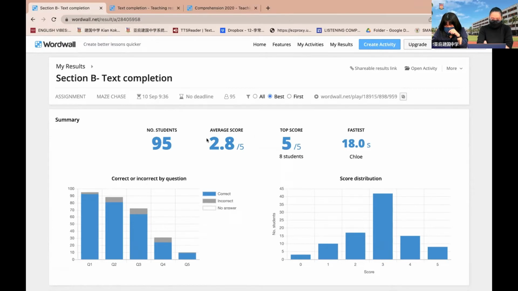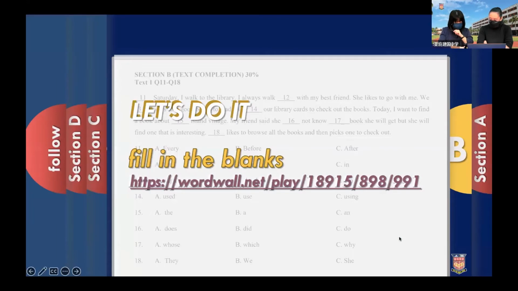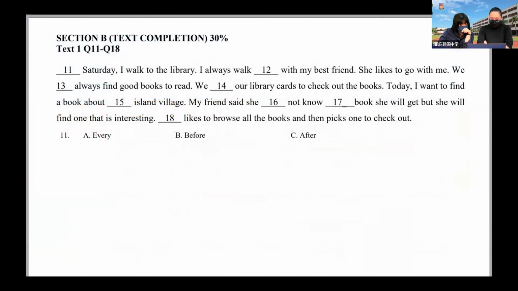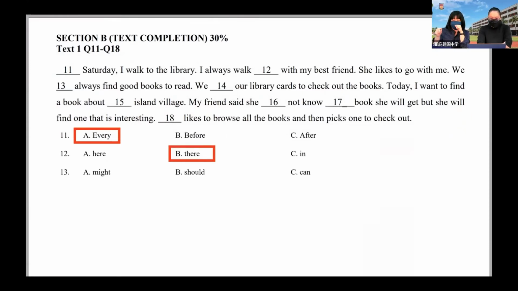Okay, so we need to discuss the answer. Yeah, good job. Okay, so now you tell me the answer. Number 11, we know the answer is every. Number 12, I always walk what? Walk here, walk there, or walk in? I always walk there. Very good. Okay? You always walk there.